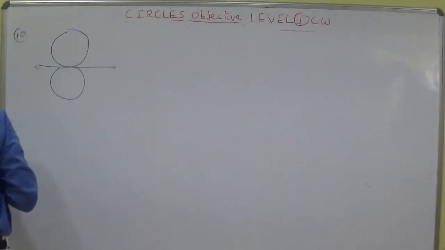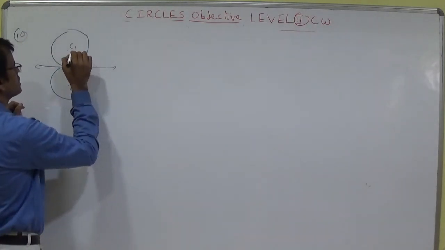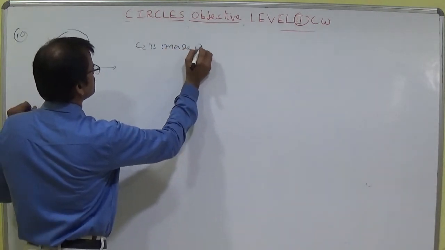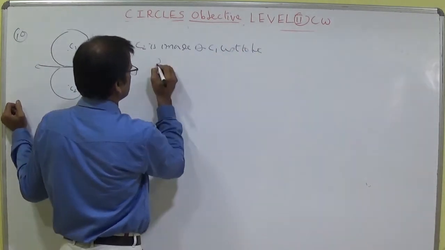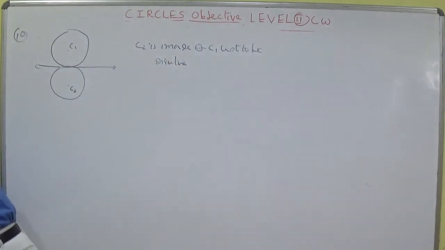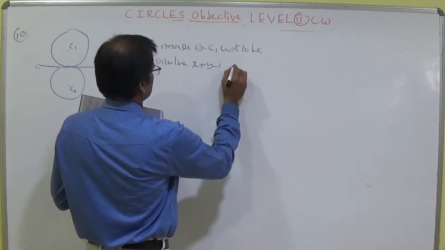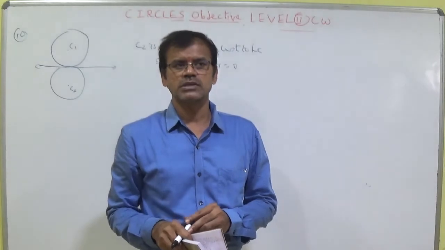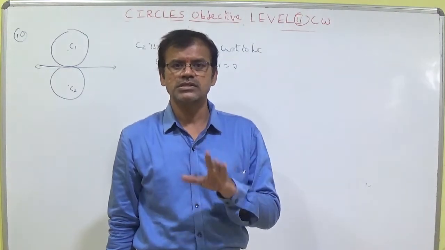Whenever he is asking mirror image, so this is center C2, you put center C1. C2 is the image of C1 with respect to the given line, x plus y minus 1 equal to 0. Whenever he is asking the question as image concept, you should try to understand that the center is the image with respect to the given line and the radius is the same.